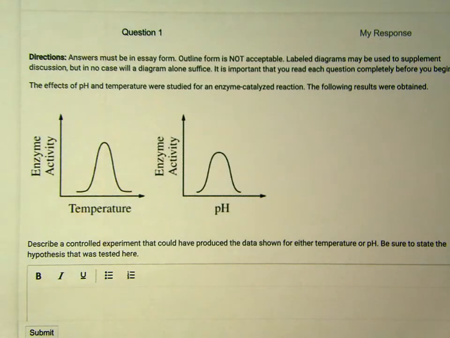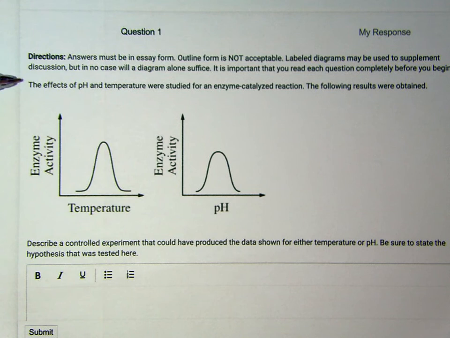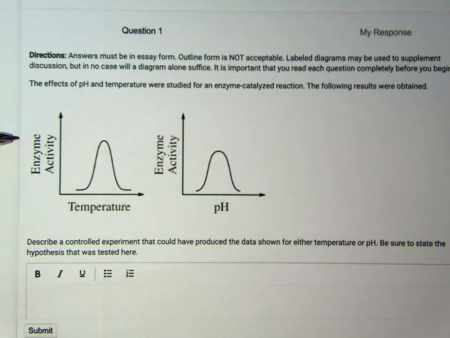Again, everyone. Now, I want to go over another enzyme question, and this one is about enzymes and experimental design. So here it says, the effects of pH and temperature were studied for an enzyme-catalyzed reaction. The following results were obtained, and you have two graphs here. The dependent variable, or y-axis on both graphs, is enzyme activity.